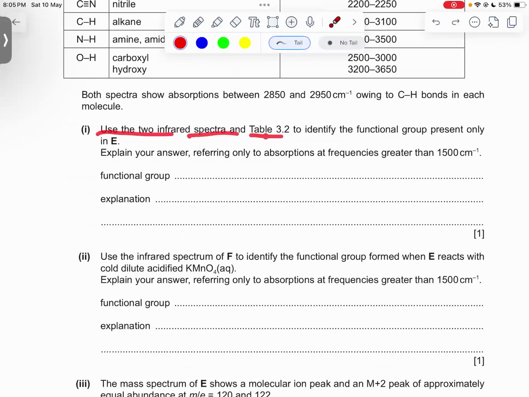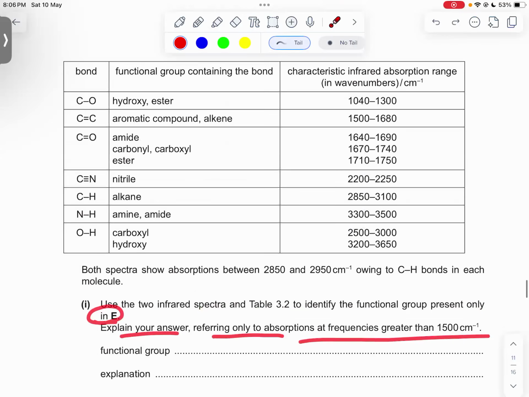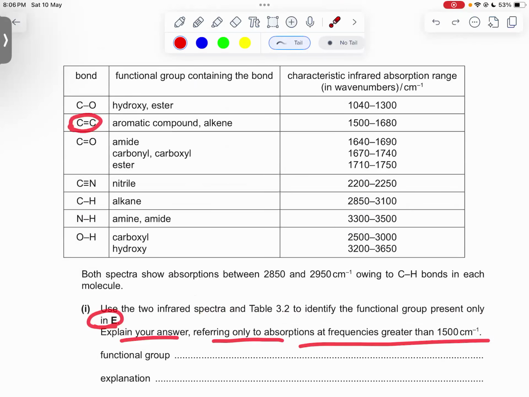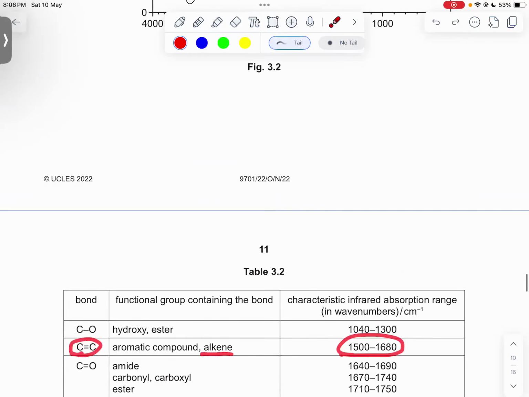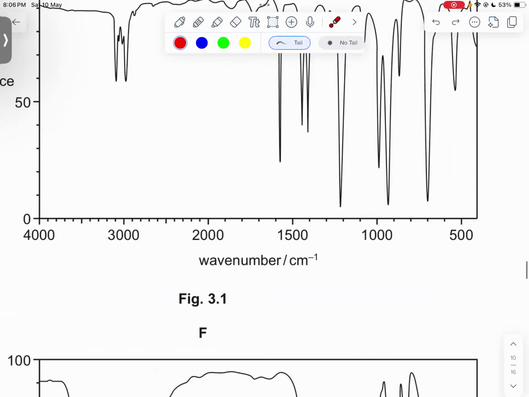What are they asking us? Use the two infrared spectra in Table 3.2 to identify the functional group present only in E. Explain your answer referring to only absorption frequencies of above 1500. So right away, I would go for C=C in an alkene, and alkenes absorb at 1500 to 1680, right? So go to 1500 to 1680.